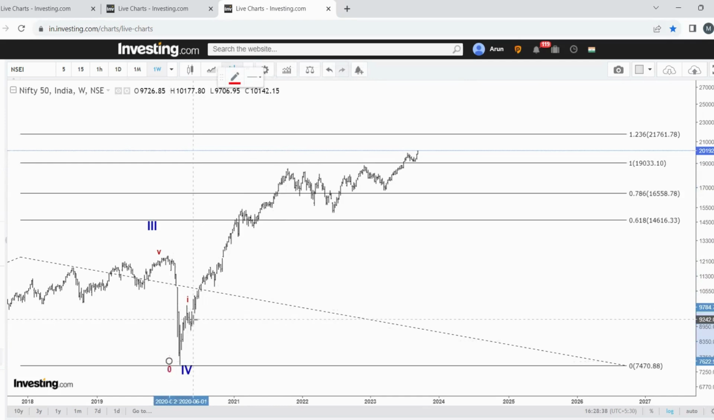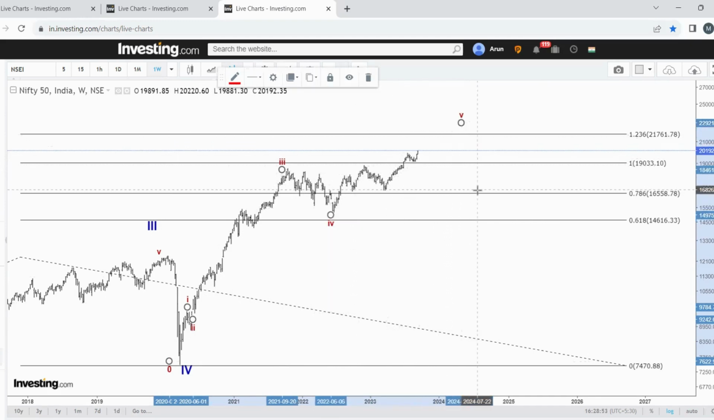this is 1, 2, this is 1, 2, 3, 4, 5, 3. This correction has wave 4, and we are moving in fifth of fifth. 1, 2, 3, 4, 5. This kind of structure. So we have both options open and we track based on future price actions.